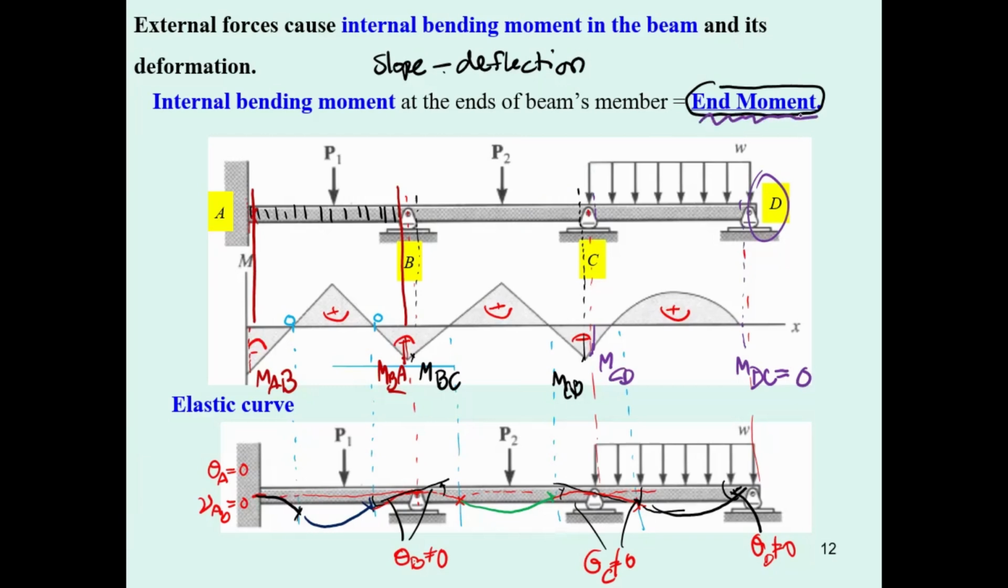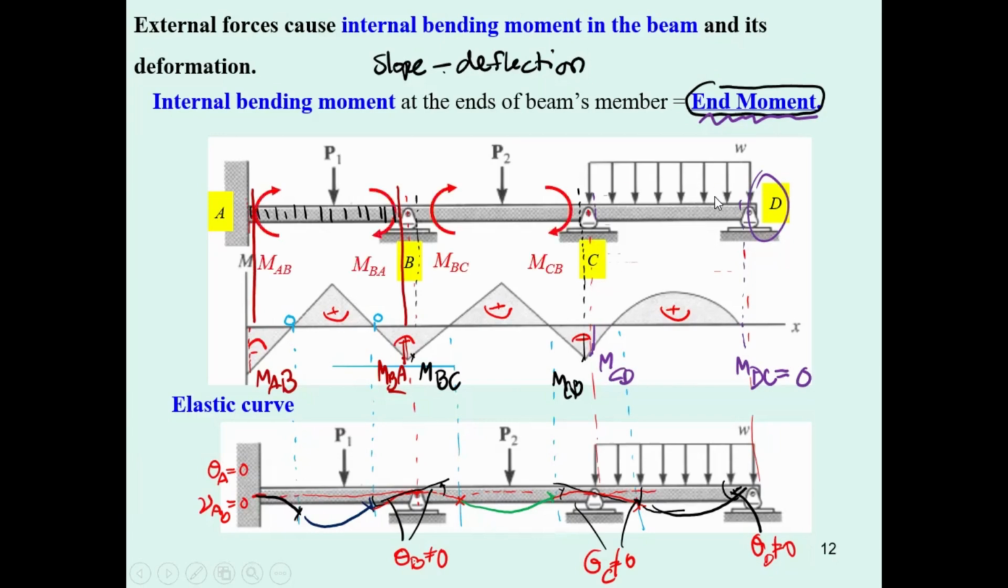So, for one member, you will have two end moments. Member AB, you have M sub AB and M sub BA. Member BC, you have M sub BC and M sub CB. If you have 4 members, you have 8 end moments. Some end moments you may know, such as M sub CD, and most of them you won't know. You are going to determine the end moments.